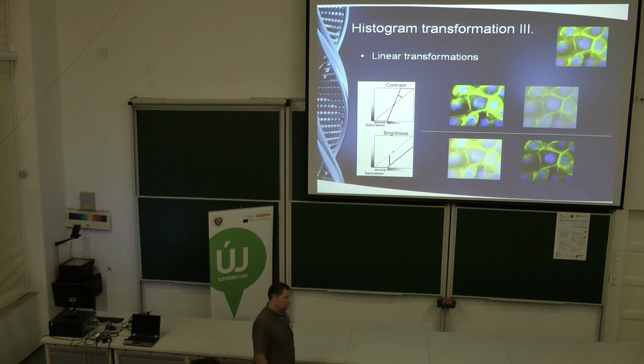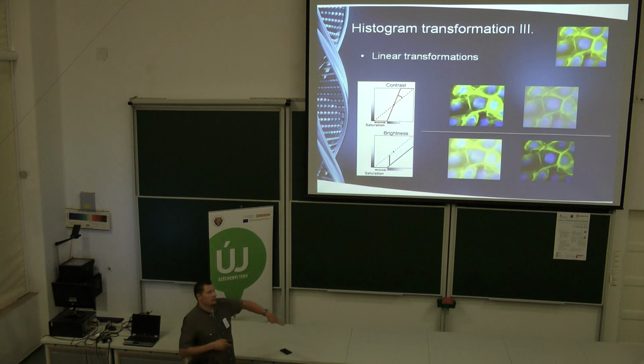Then there are a couple of very interesting and in practice much used histogram transformations. One, which I think is the most used, is contrast enhancement. Contrast enhancement is nothing more than rotating this transfer function such that we saturate a bit of the intensity range, but we amplify another range.